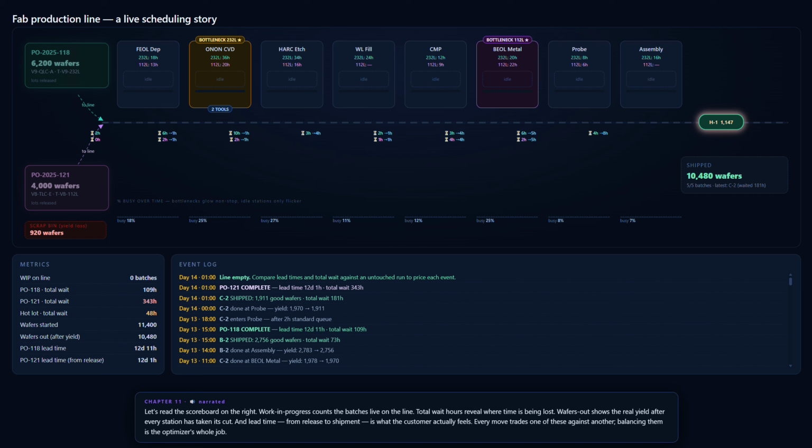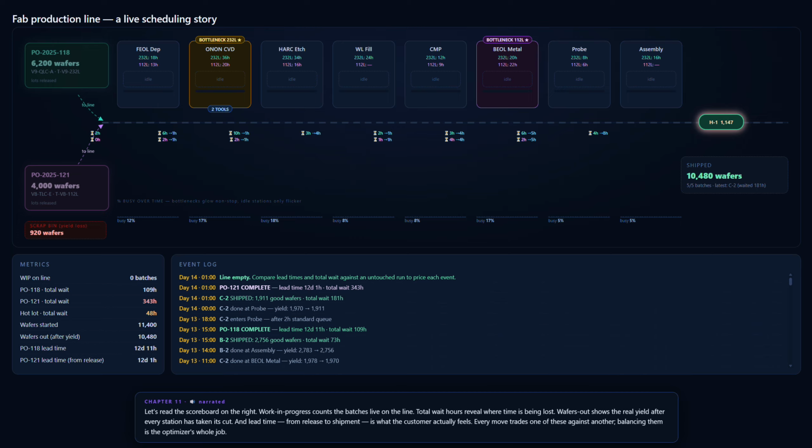Let's read the scoreboard on the right. Work in progress counts the batches live on the line. Total wait hours reveal where time is being lost. Wafers out shows the real yield after every station has taken its cut. And lead time, from release to shipment, is what the customer actually feels.